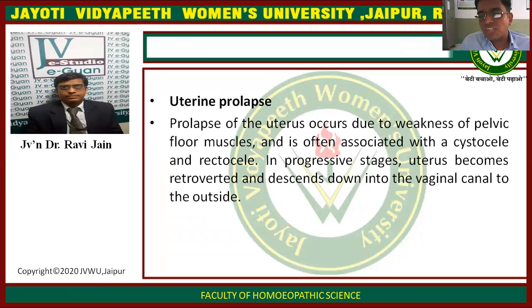In progressive stages, the uterus becomes retroverted and descends down into the vaginal canal and outside. The prolapse can be of different degrees: first degree, second degree, third degree prolapse. And depending upon the prolapse, the treatment has to be decided. So this is another very important disease, the prolapse of the uterus, that occurs mostly due to pelvic floor muscle weakness and is associated with cystocele and rectocele, and in the progressive stages, the uterus descends down the vaginal canal and outside.